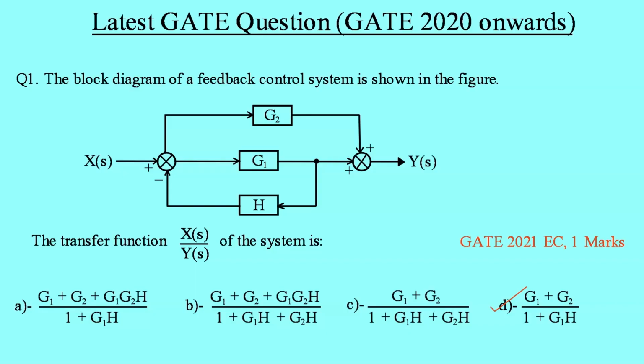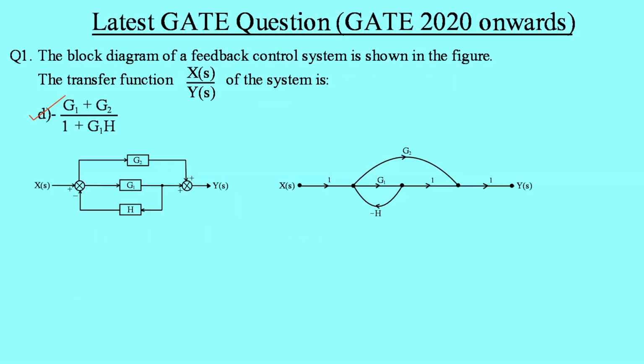Now let's see the solutions. For the first question, the answer is D option, which is (G1 plus G2) divided by (1 plus G1 multiplied by H). If you have done enough practice of questions, then you might already know that signal flow graph is easier to solve than block diagrams, as there are not much rules about which you have to be careful.